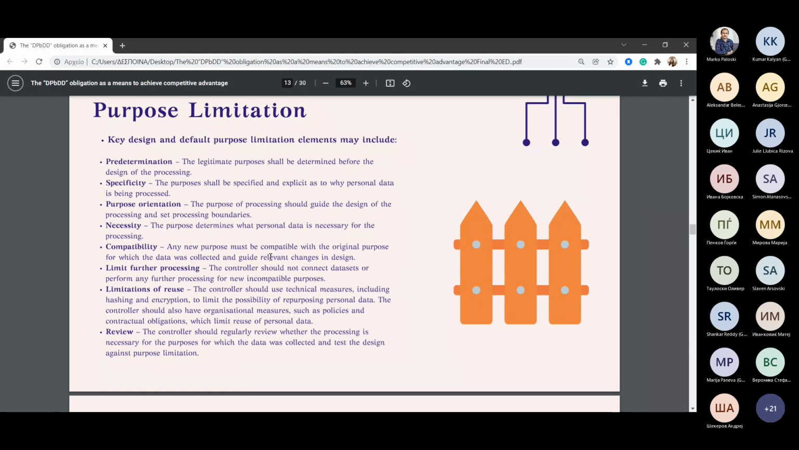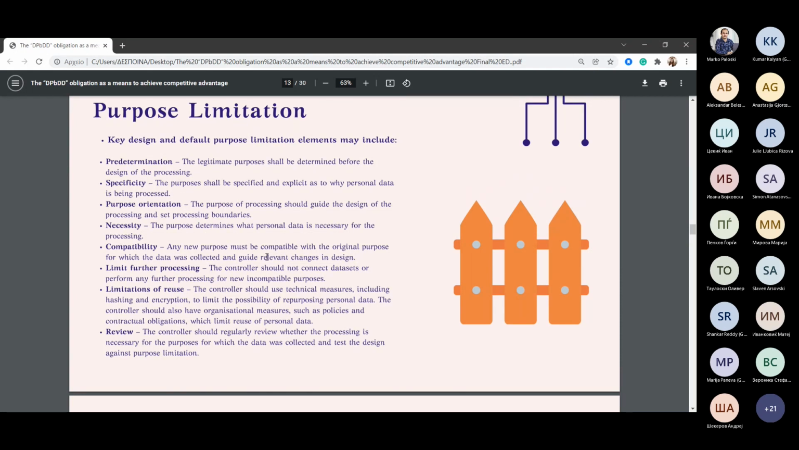repurposing personal data. The controller should also have organizational measures such as policies and contractual obligations which limit reuse of personal data. And review. The controller should regularly review whether the processing is necessary for the purposes for which the data was collected, and always test the design against the purpose limitation.